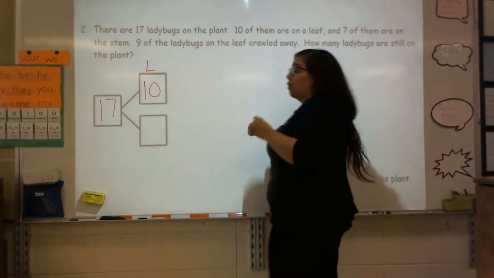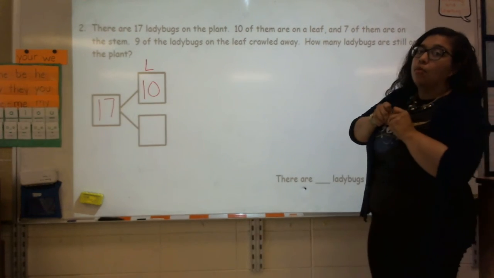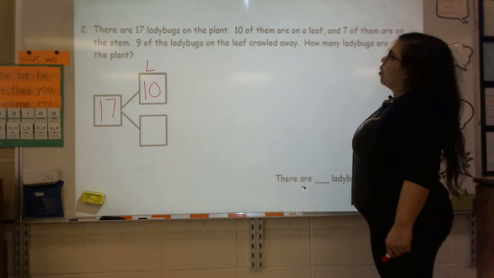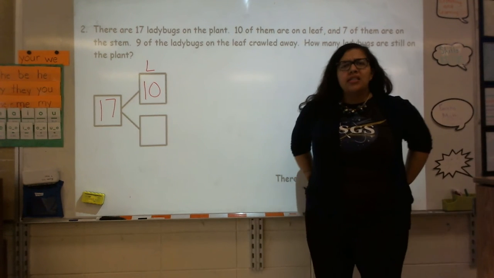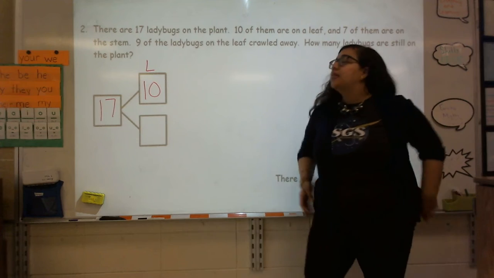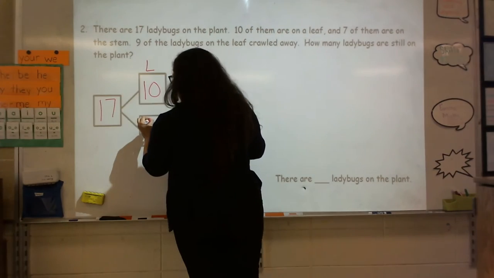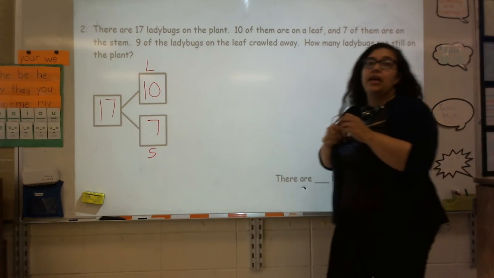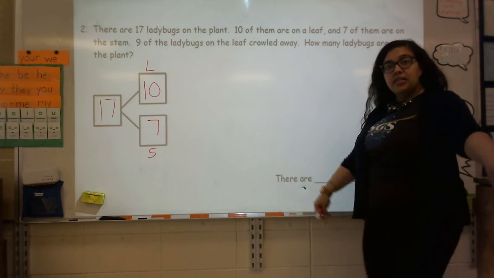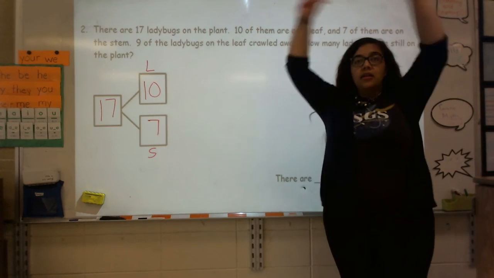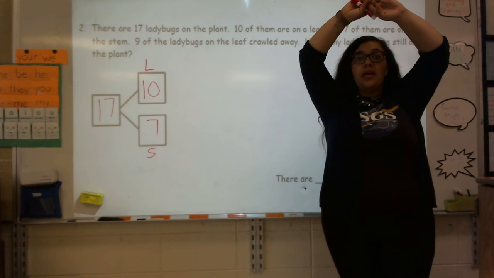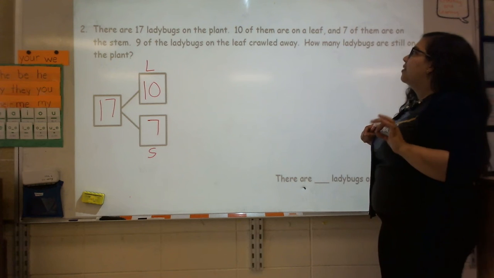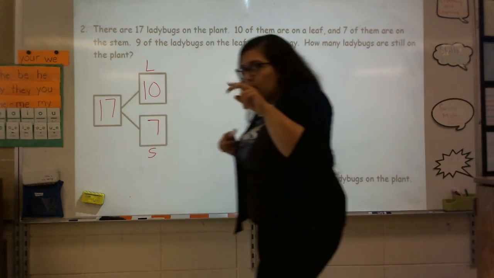I'm going to make a capital L because a lowercase l looks like the number 1, and we don't want it confused. And 7 of them are on the stem. What is the other part? 7. Good job. That's the 7 ladybugs on the stem. So 10 on the leaf, 7 on the stem, 17 ladybugs on the plant. We then find out that 9 of the ladybugs on the leaf crawled away.